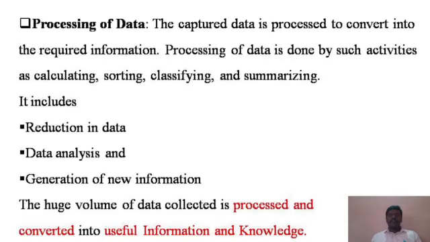Next, the second objective of MIS is processing of data. Processing refers to a series of operations conducted to discover knowledge from a large volume of data. First it includes reduction and data analysis, and generation of new information. The huge volume of data collected is processed and converted into useful information and knowledge for managerial actions. So first the information is collected on the overall firm, then it is processed through reducing and analyzing, and then converted into useful information which is helpful in making managerial actions or decisions.